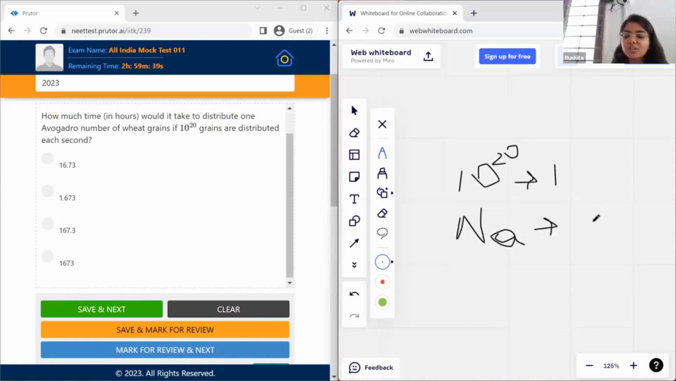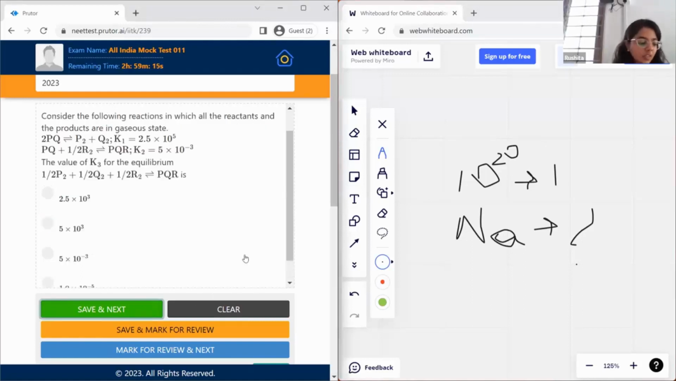So you just need to cross multiply, simple maths. So 6.02 into 10 raised to 23 upon 10 raised to 20. So you'll just get an answer and you need to find it in hours. So you just don't confuse yourself. You need to find it in hours, and if you calculate it, you'll get 1.67. You just need to do the math here.